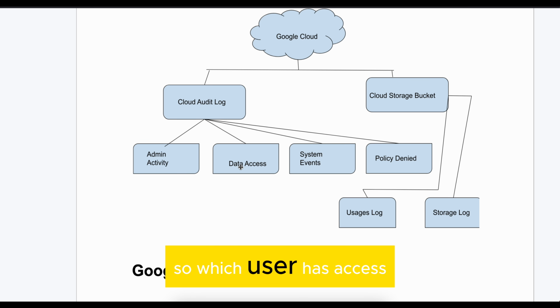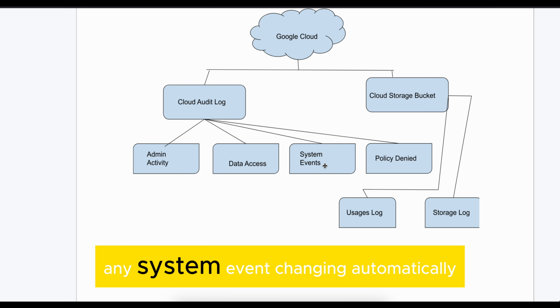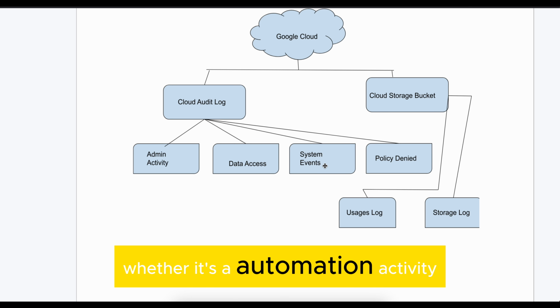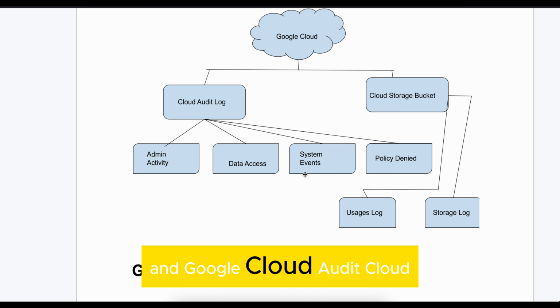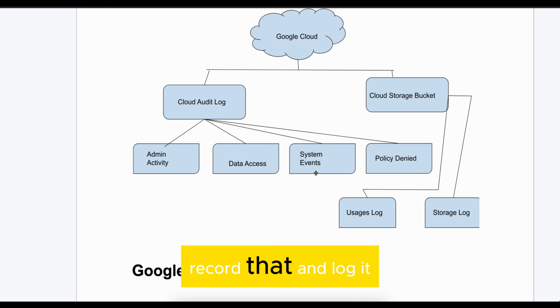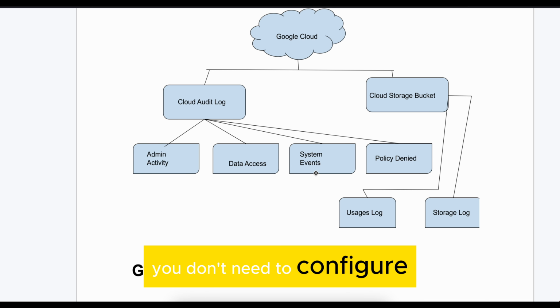Second part, data access. Which user has access to which object, or which object has been accessed by which user, this comes under the data access log. Third, system event. Any system event not triggered physically by the user, any system event changing automatically, whether it's a cron activity, an automation activity or anything, it's a system kind of log. Google Cloud Audit Log records that and logs it in your system. These things are completely free, and Google does this by default. You don't need to configure anything for this.